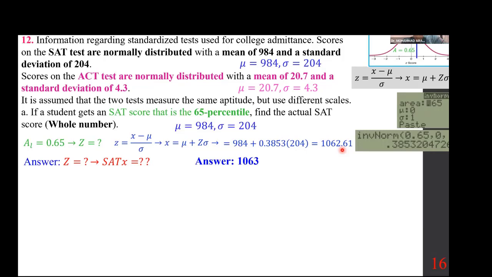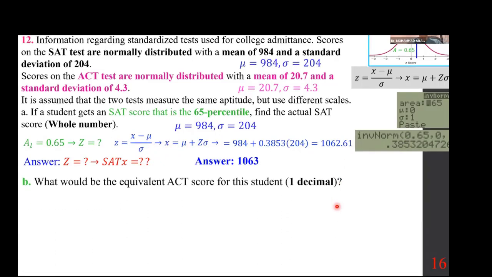So a quick recap, 65 percentile gives us the area. From the area, we go to the z-score. Formula for the z-score gives us x, plug in, we have the answer.